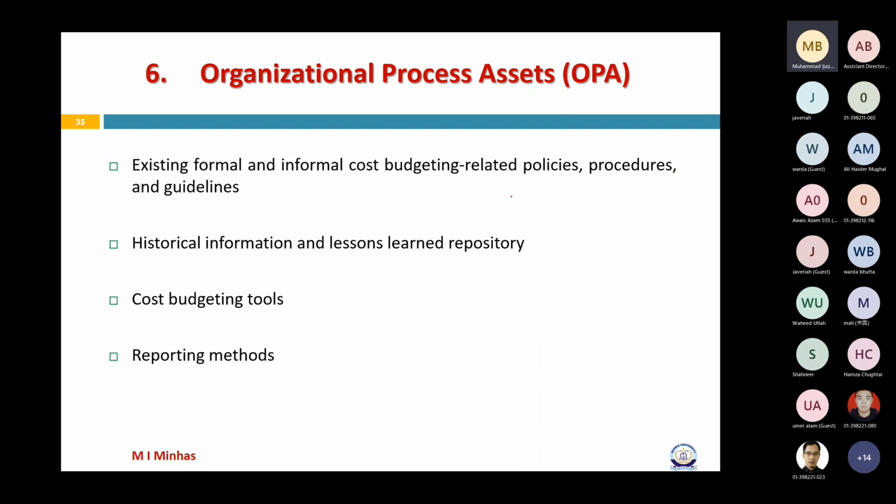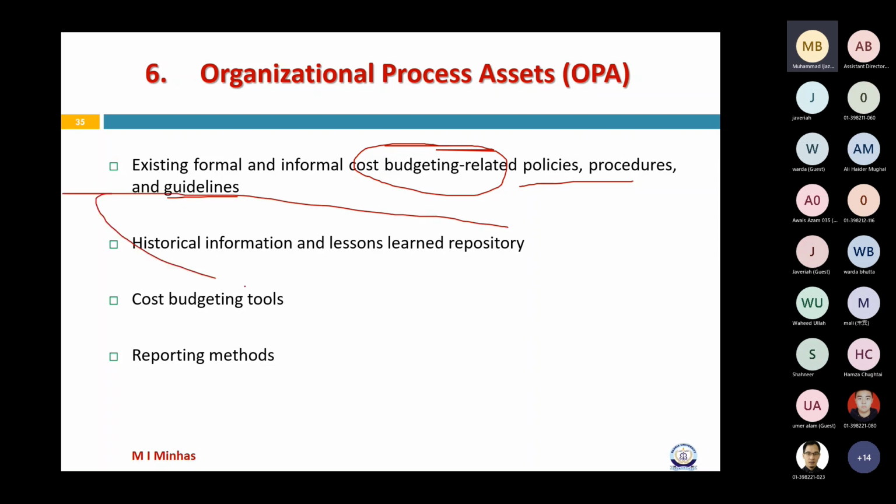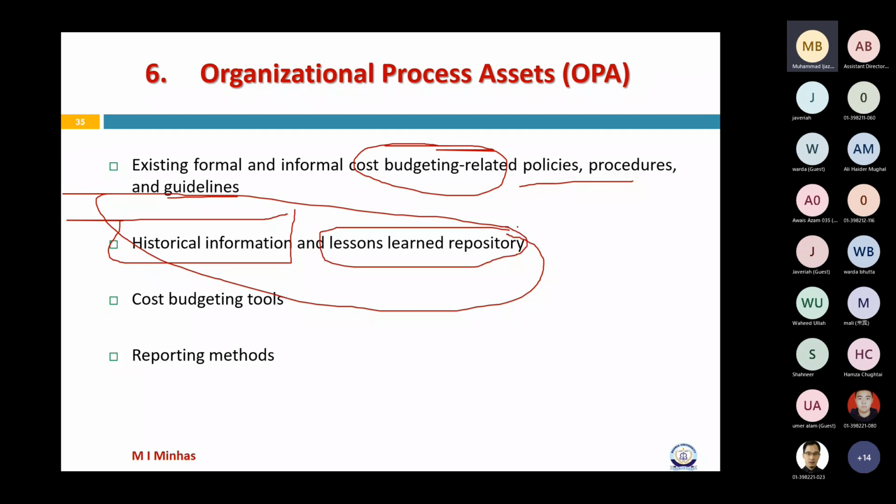Similarly, OPS include policies and procedures. So there might be some budgeting-related policies and procedures in the organization, and you have to prepare your budget according to those policies and guidelines. Similarly, OPS also include historical information and lessons learned. So we'll keep all the previous budgets of similar and past projects, as well as the lessons learned by previous project managers while preparing budgets. We'll try to apply those lessons learned here.